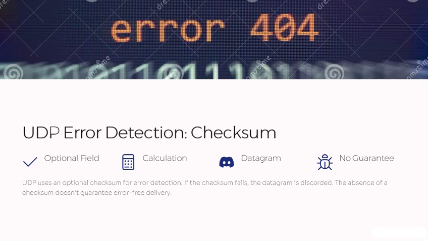UDP uses an optional checksum, and if a checksum fails, the datagram is discarded. The absence of a checksum doesn't guarantee error-free delivery.